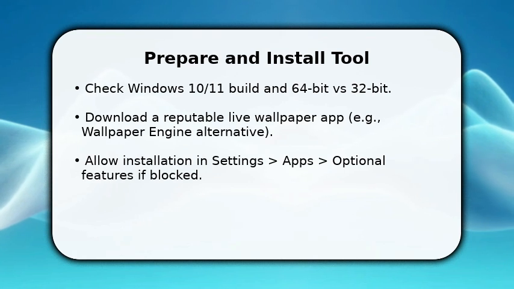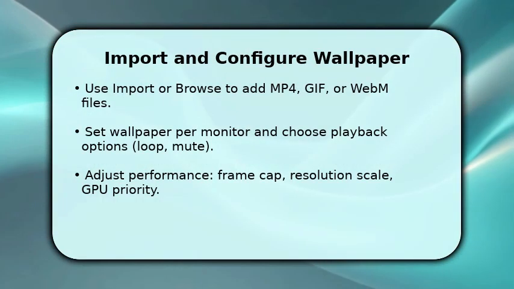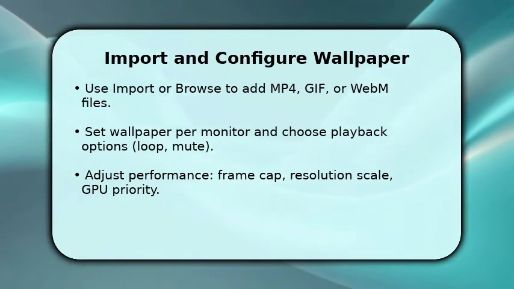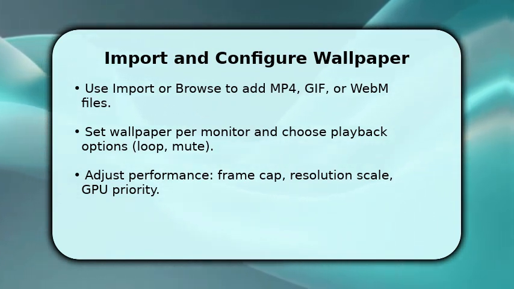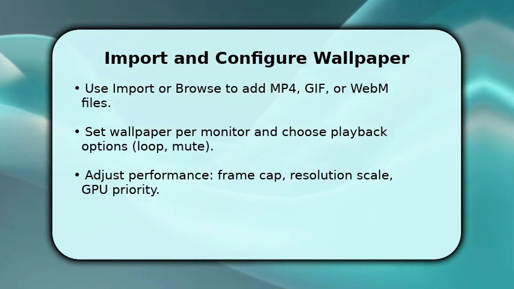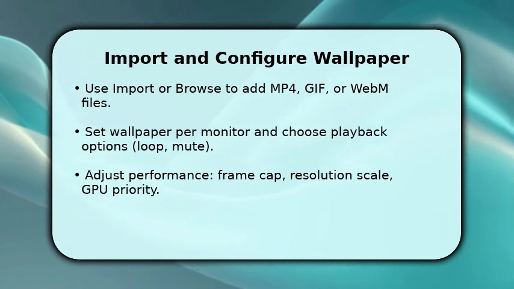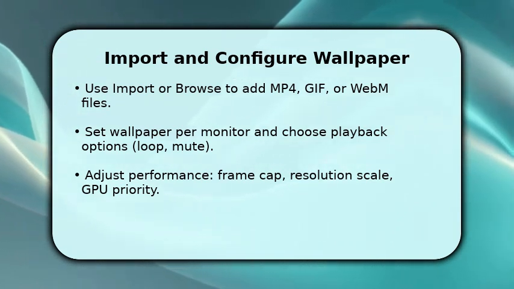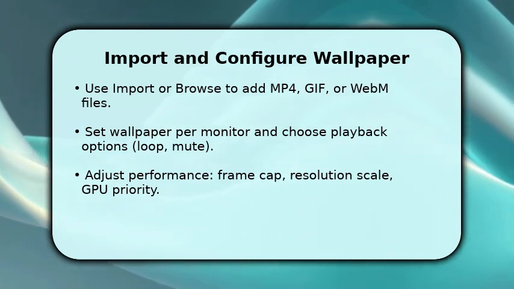Now import your media. Click Import or Browse and pick an MP4, GIF, WebM, or a packaged wallpaper. Once added, assign it to the primary or specific monitors and select playback options like Loop, Start on Boot, and Mute Audio if you prefer. Make sure to adjust performance settings, frame cap, resolution scale, and GPU priority, so the animation looks good without stuttering.